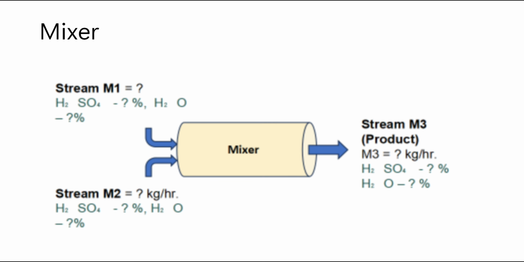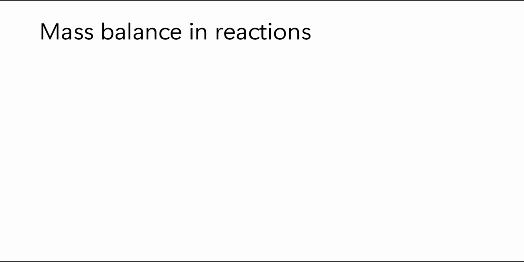Moving on, the next system is the mixer, where multiple waste acids from different industries are obtained and mixed using this system, producing an acid mixture which has our required acid concentration. Every acid stream will have an acid percentage and water percentage, and there are 2 or 3 inlet streams, and there will be only 1 output stream in the case of a mixer. Coming to the last part, mass balance and reactions.